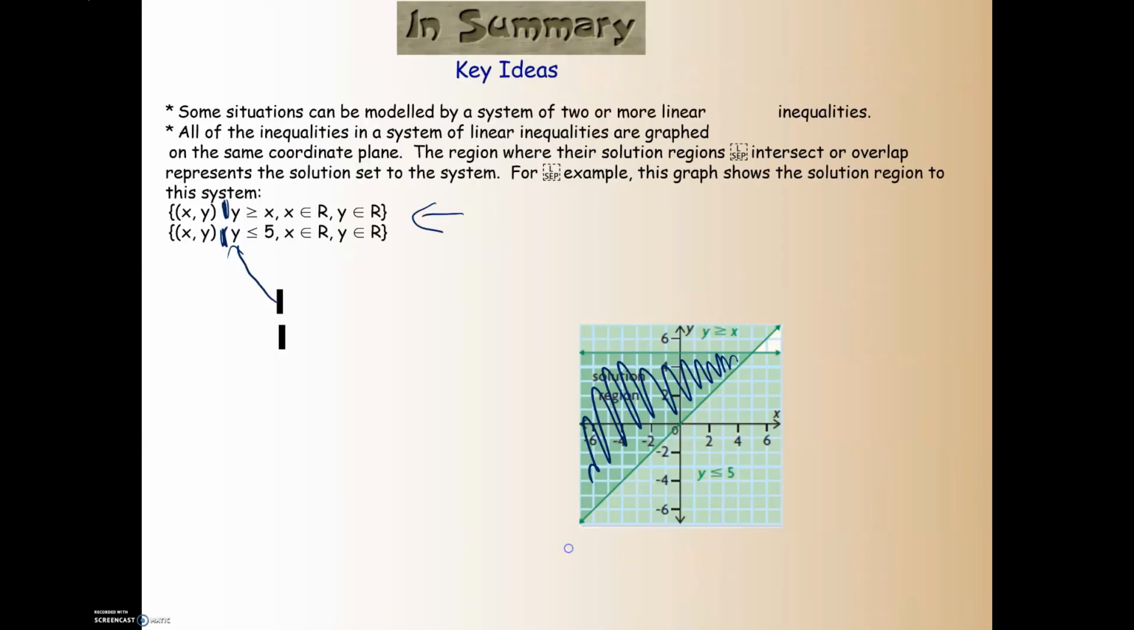So yeah, you can go back to the following practice. Practice number 5, Systems of Linear Inequalities, questions 2 and 3.